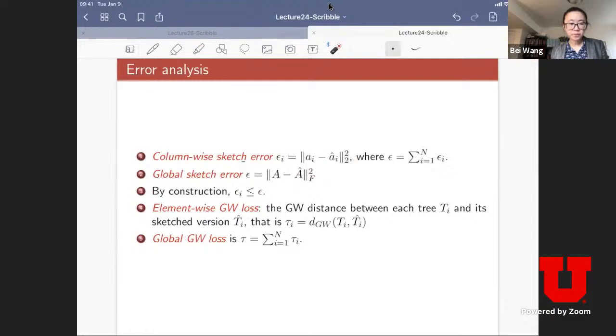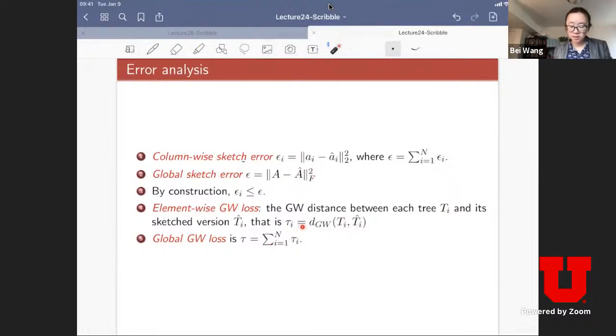Now there is what's called element-wise or column-wise GW loss. What is that? That is basically saying that after I input a bunch of trees and look at the corresponding sketch tree, I want to look at the GW distance between those two, right? So this is a way of measuring the distance between the original tree and its sketched tree using the GW framework. And then the global GW loss is the one that sums them all together.